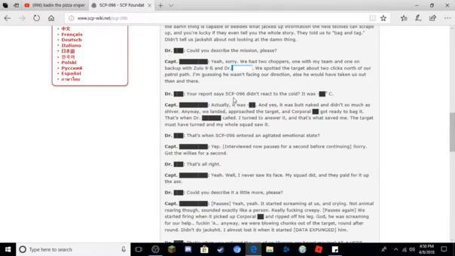Your report says SCP-096 didn't react to the cold. It was minus 20 Celsius. And yes, it was butt naked and didn't so much as shiver. Anyway, he landed, approached the target, and Corporal Nash got ready to bag it. That's when Doctor called. I turned to answer it, and that's what saved me.